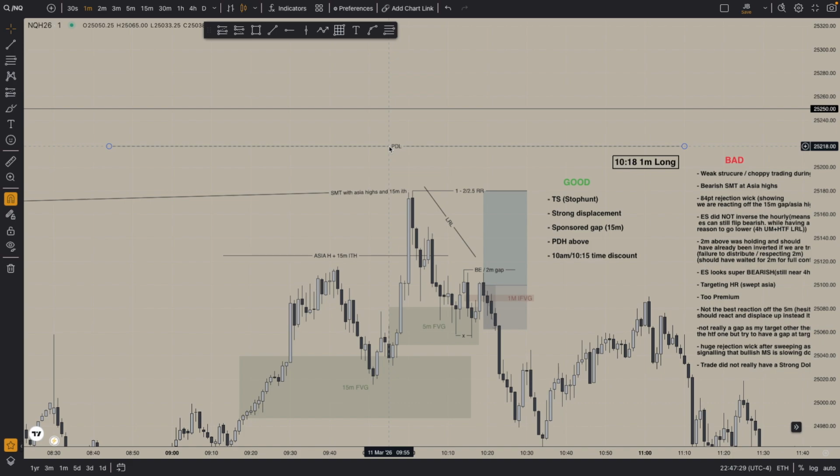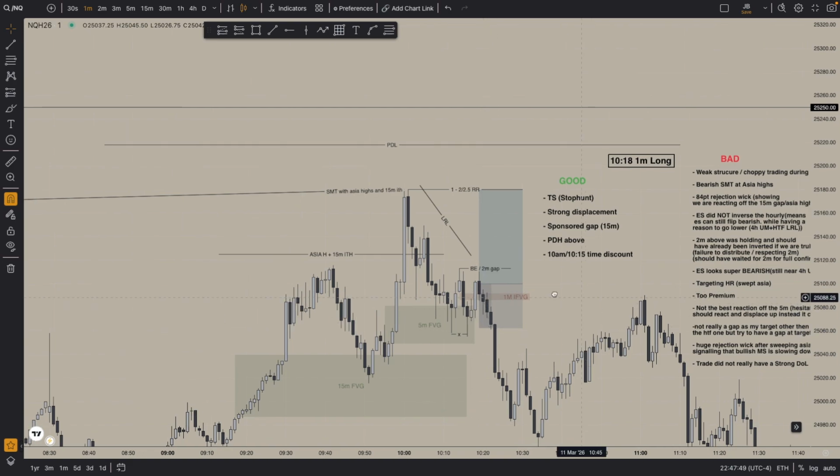What's good about it is that we have a stop hunt, we have strong displacement, we have a sponsored gap, and we have previous day high above. What's also good about it is we have 10 a.m. and 10:15 time discount. So you can see 10:15 manipulates lower to take out this low, and 10 o'clock opening prices are over here, which we are under.